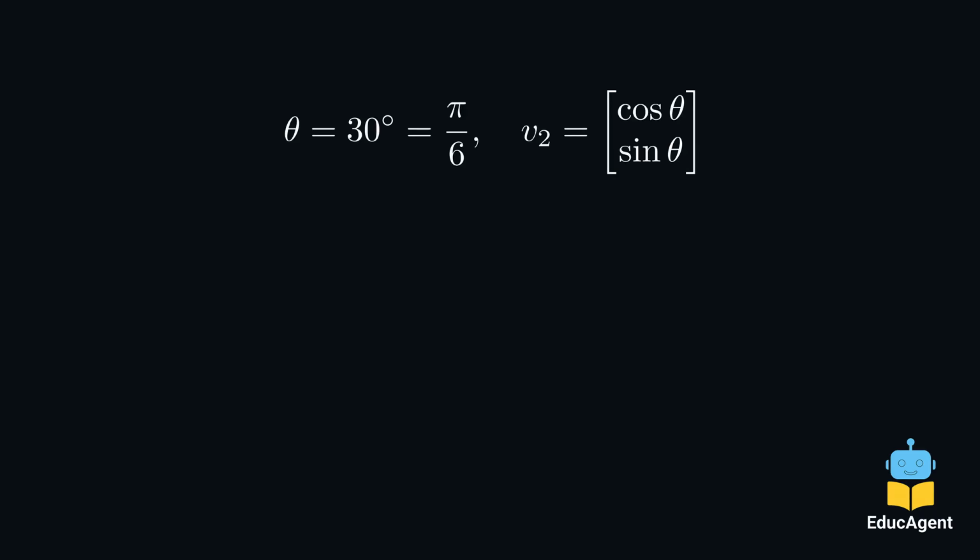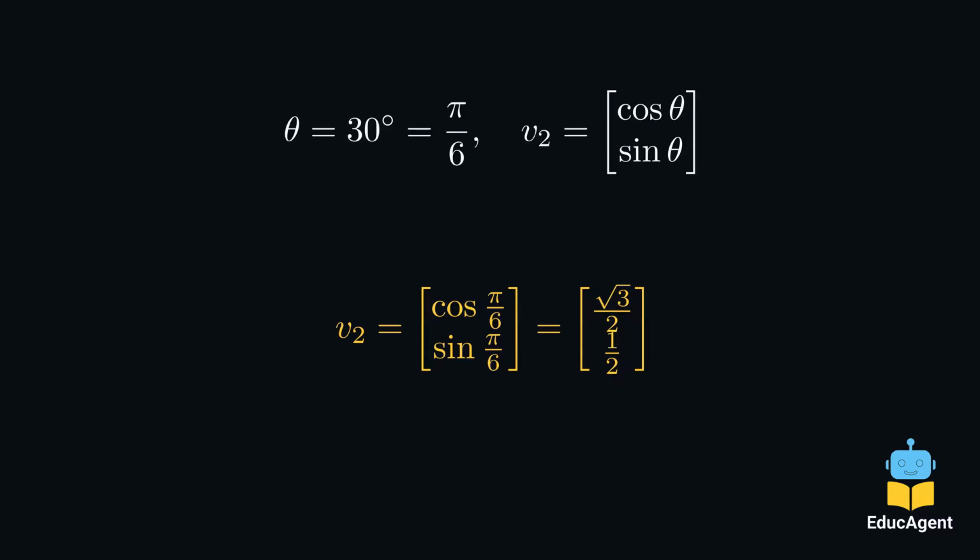With the plus x-axis pointing to 3 o'clock, 2 o'clock sits 30 degrees above that axis, so theta is 30 degrees or pi over 6, and v2 is the column vector of cosine theta and sine theta. Evaluating cosine and sine of 30 degrees gives the explicit components. The x component is √3 over 2, and the y component is 1/2.